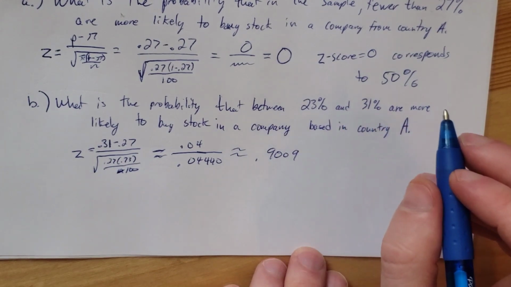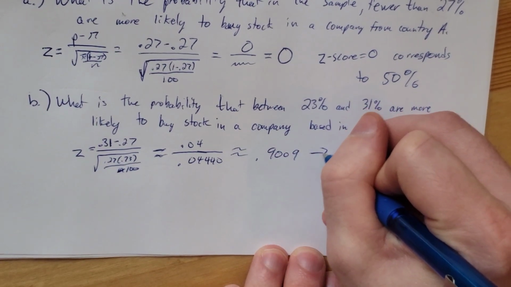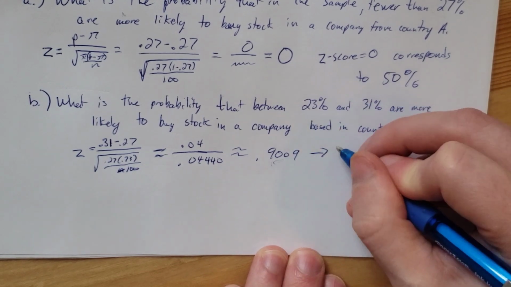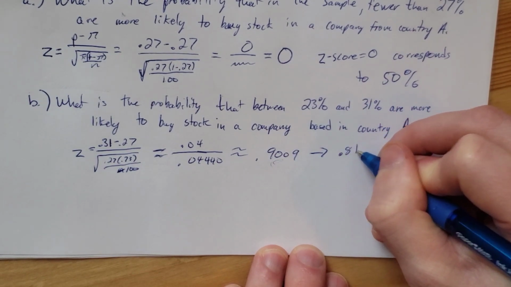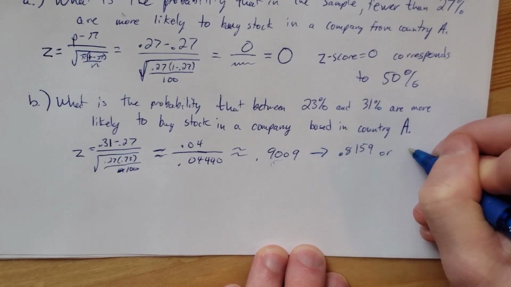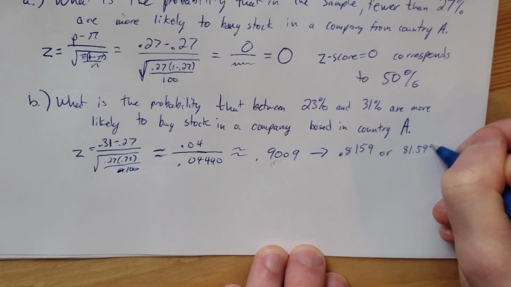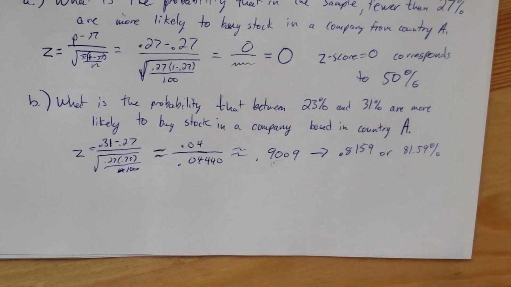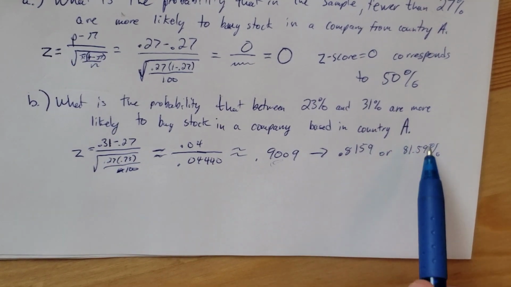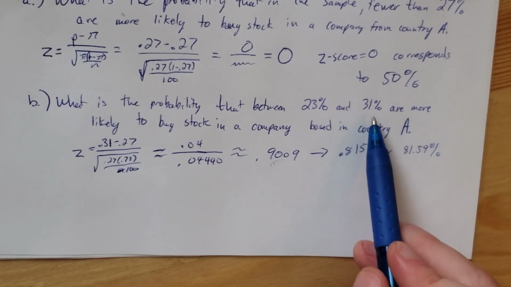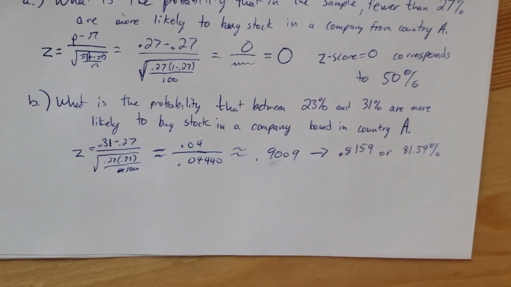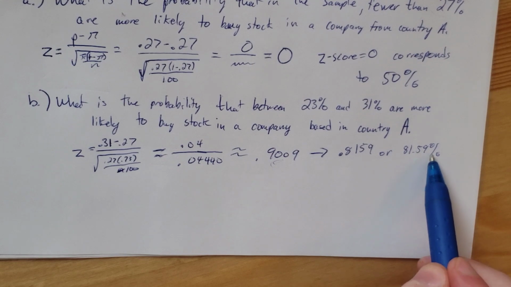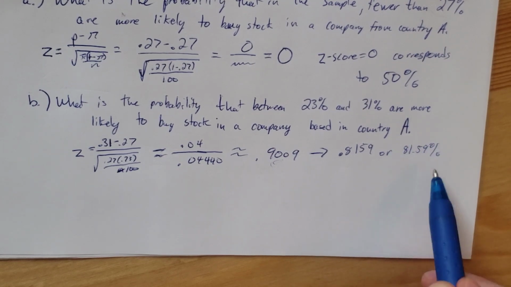Now, what does that z-score tell us? This z-score corresponds to 0.8159 or 81.59%. So the probability that you are lower than 31% more likely to buy stock in a company, that probability is 81.59%.